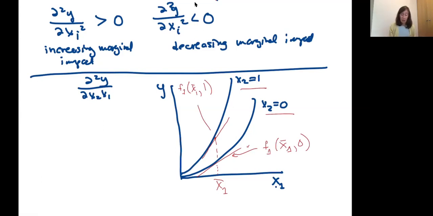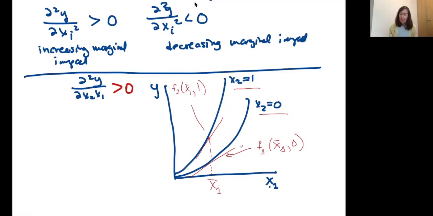Okay, so this is a case where the cross partial is positive. We increase x2, and increasing x2 holding x1 constant is increasing the impact of x1 on y. Sometimes you can think about cross partials in terms of substitutes and complements. This doesn't always work, but sometimes it does.